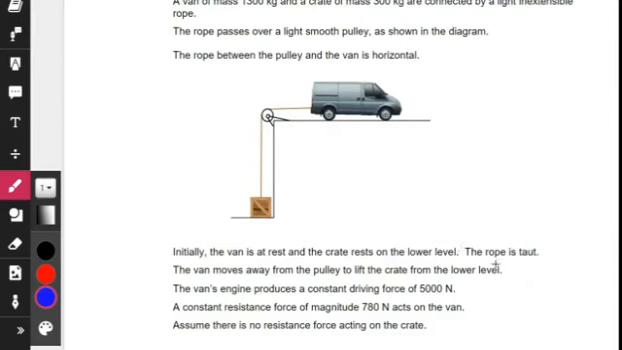The rope is taut, the van moves away and pulls the rope from the pulley to lift the crate from the lower level. The van's engine produces a constant driving force of 5,000 newtons. A constant resistance force of magnitude 780 newtons acts on the van.